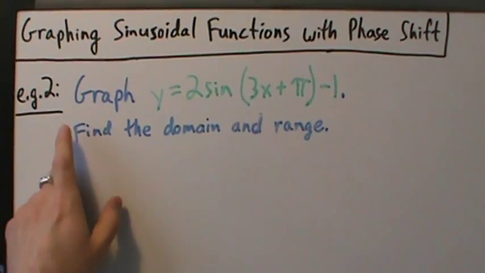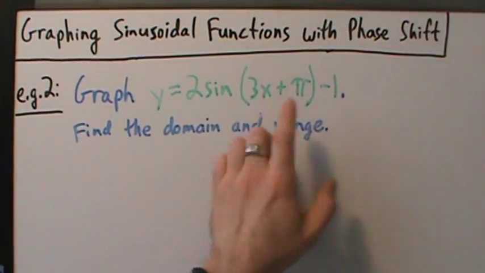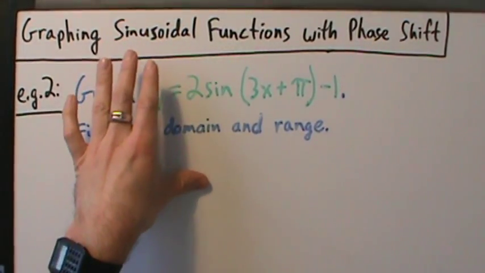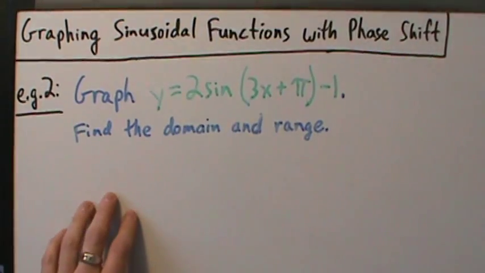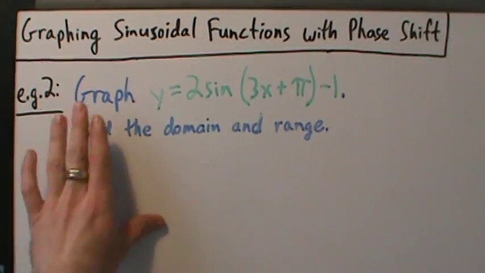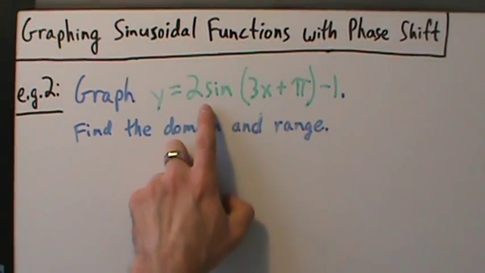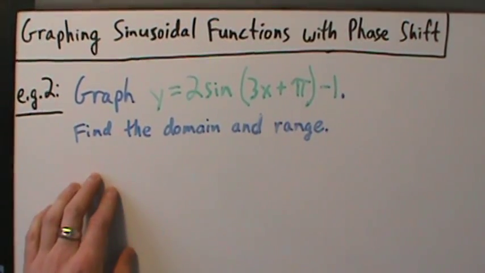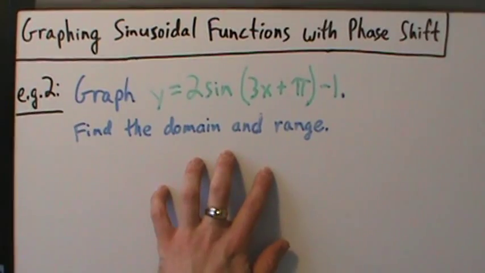Here's example 2 with graphing a sinusoidal function with the phase shift. So remember, sinusoidal is just a fancy term for sine or cosine. So here's example 2, graph y equals 2 times the sine of the quantity 3x plus pi, and then minus 1. And then also we want to find the domain and the range.